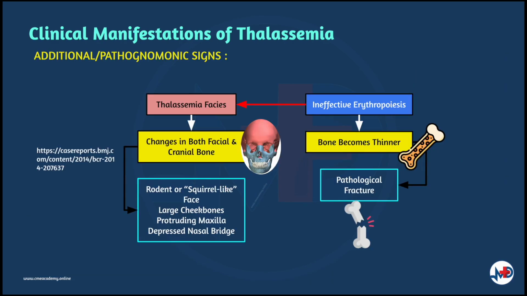The pathognomonic sign associated with thalassemia would be the thalassemic facies or facial appearance. This occurs due to ineffective erythropoiesis leading to bone changes where the bone becomes thinner and pathological fractures may occur. As a result, there will be changes in both facial and cranial bone causing the typical facial appearance seen in thalassemic patients. In patients with thalassemia major, characteristic craniofacial features include a rodent or squirrel-like face, larger cheekbones, protruding maxilla, and a depressed nasal bridge.